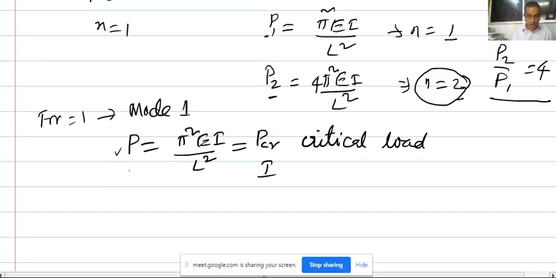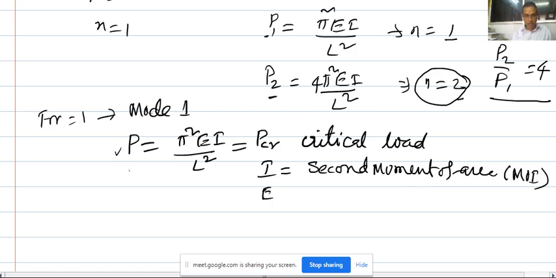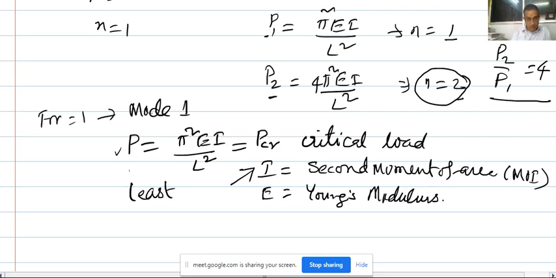PCR is the critical load. What is I? It is the second moment of area, that is moment of inertia. And what is E? It is your Young's modulus, that we know, the modulus of elasticity. Now we have to know that this I is the least moment of inertia. I will tell you what this least moment of inertia is.